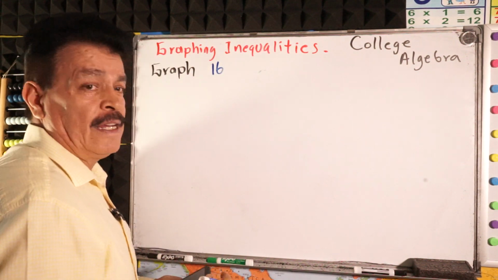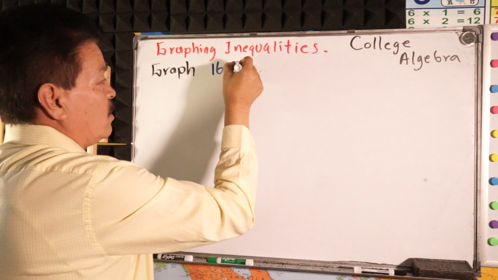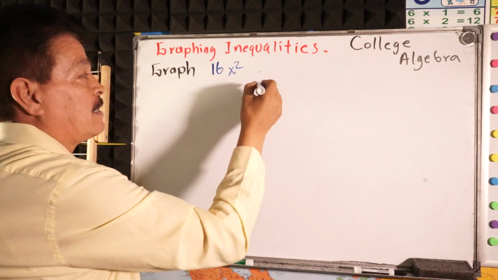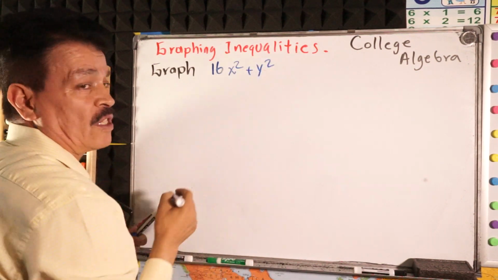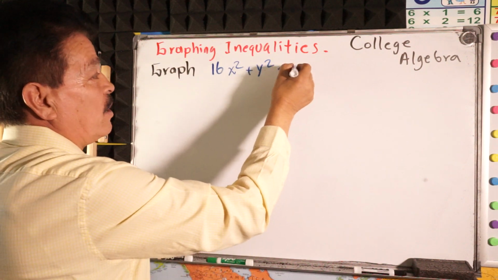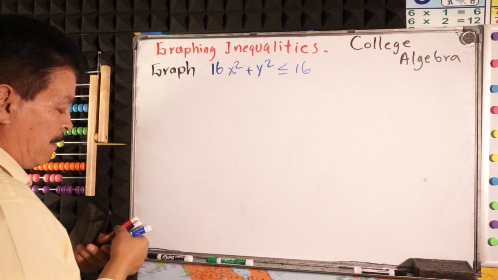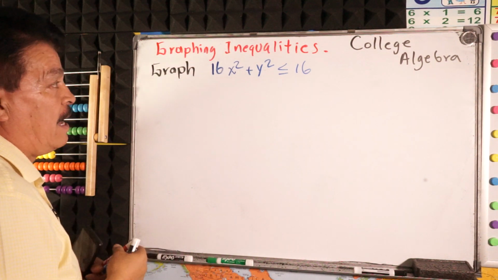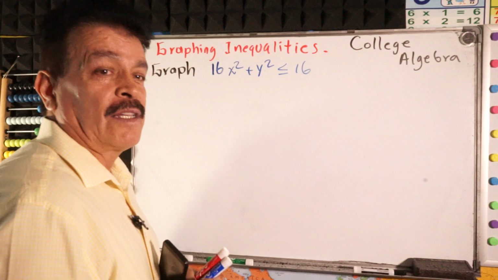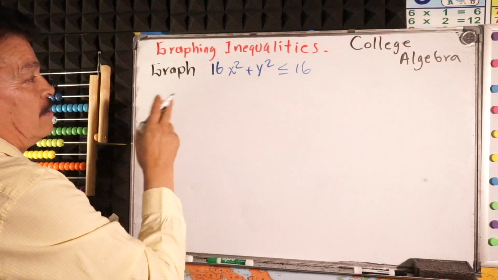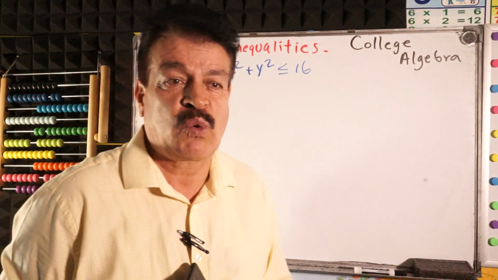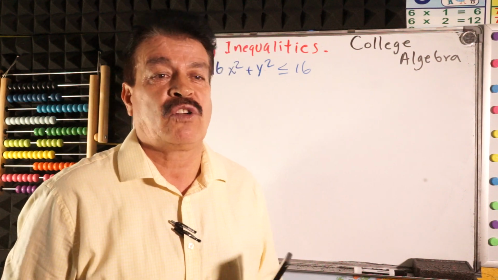Let's see, 16x to the second power plus y to the second power less or equals than 60. Okay, so now we have to divide by 16. Divide through by 16 gives us the equation of the boundary.